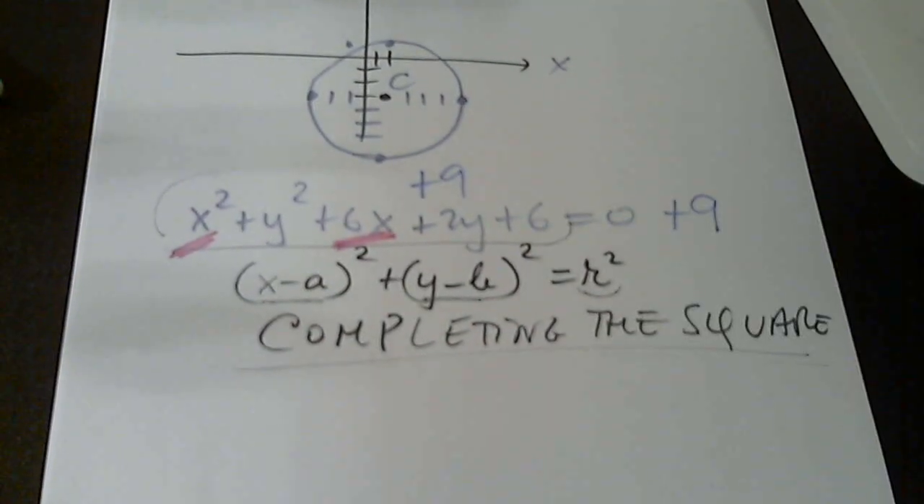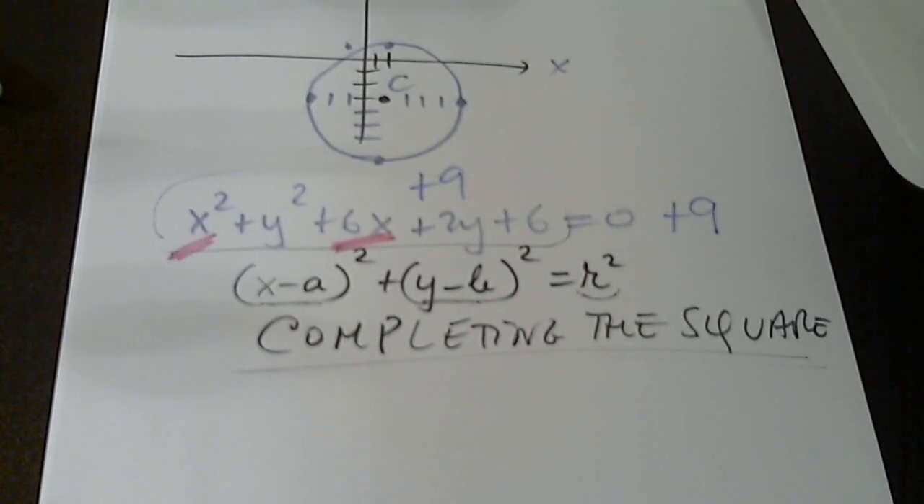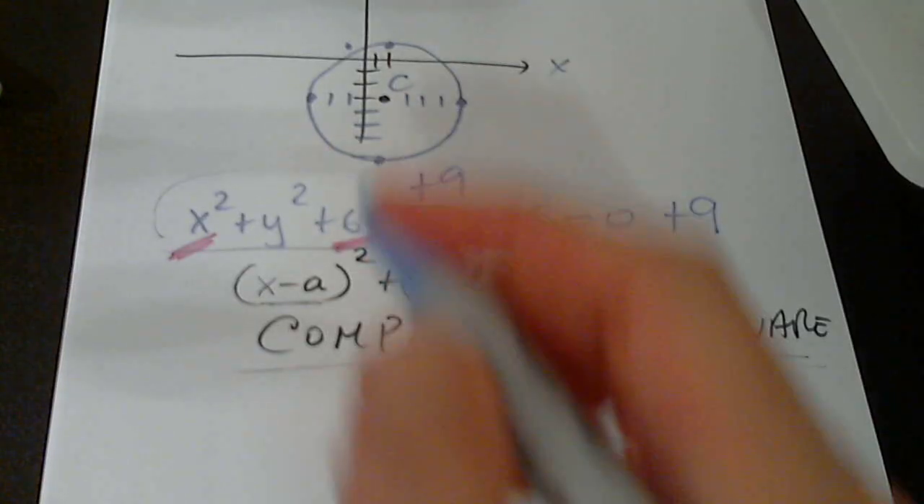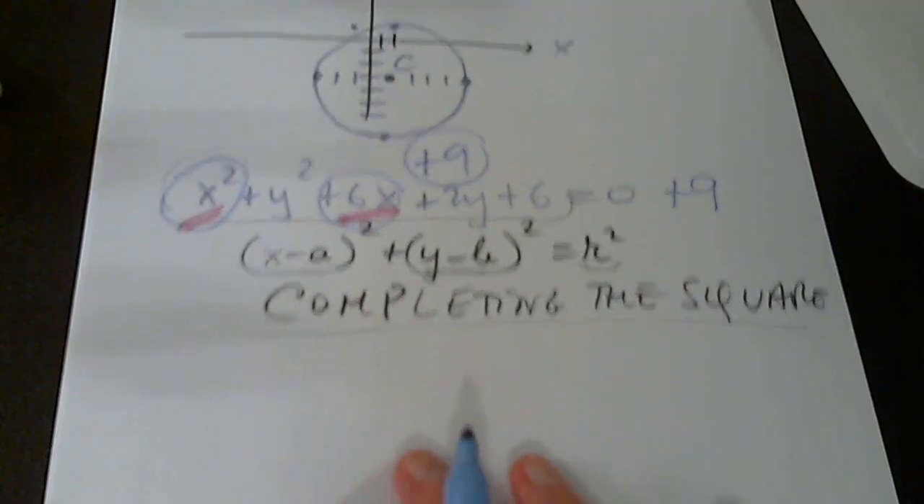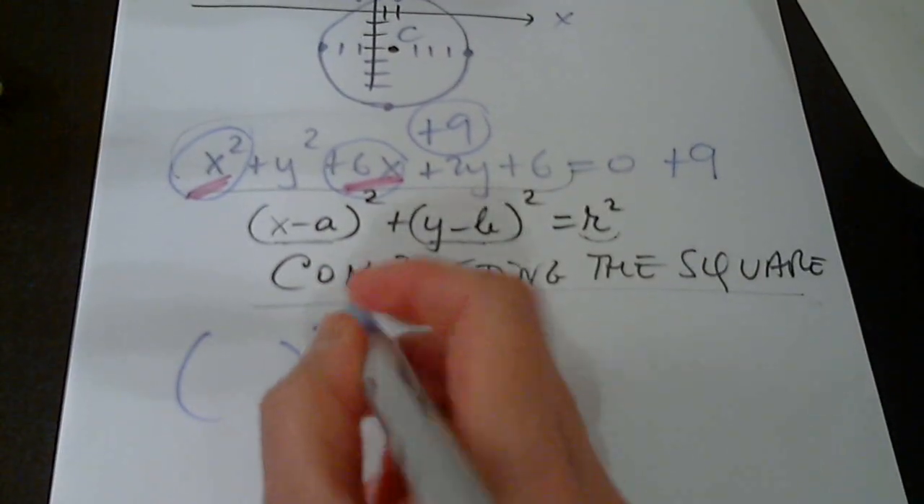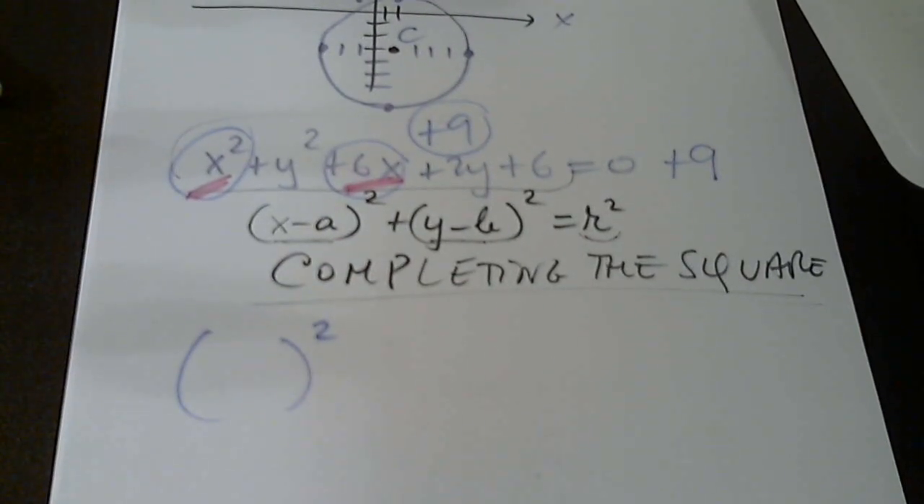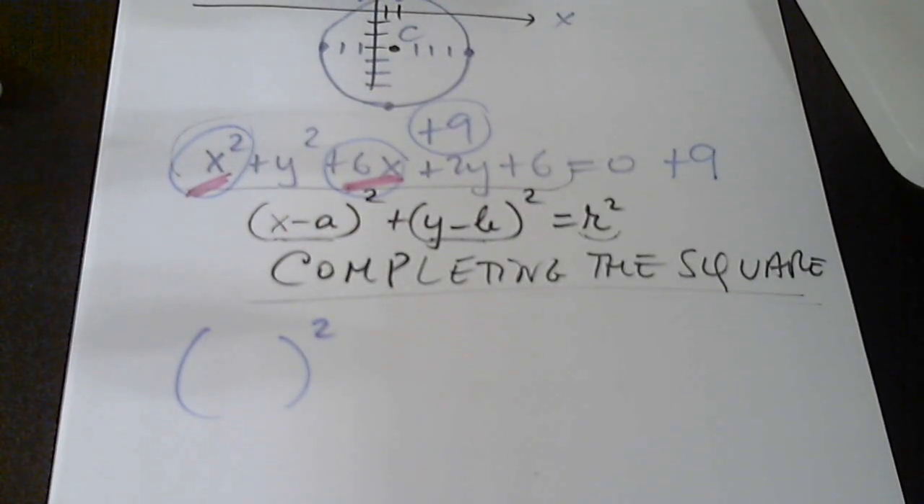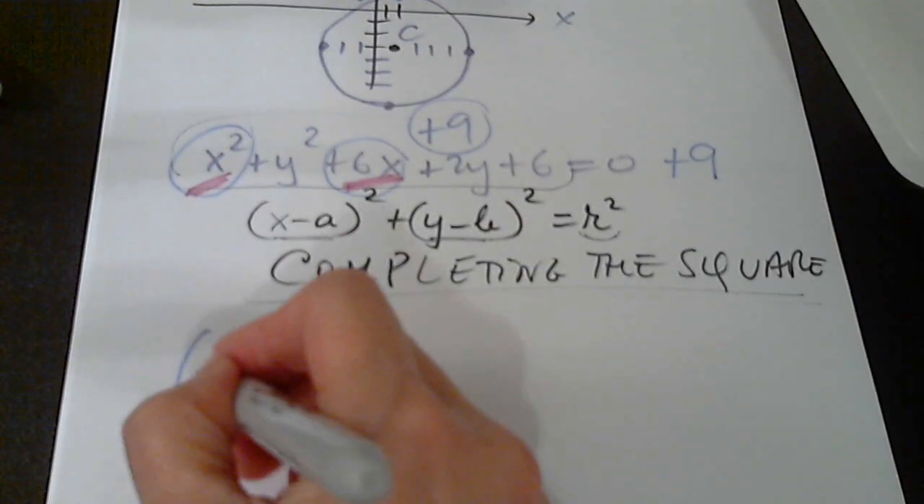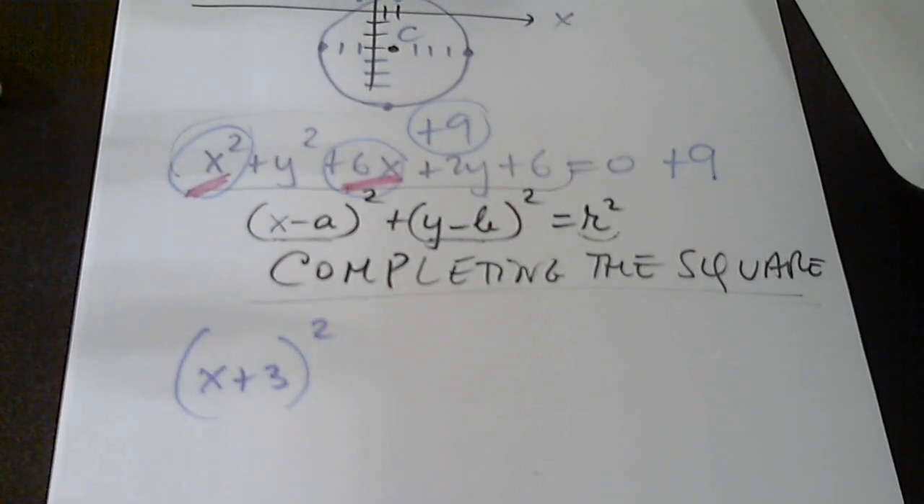But remember, it's a must. I have to add it to both sides. So now this and this and this are here. What do I put inside, so that when I square this, I get this, this, and this? X plus 3? Exactly, that's it. X is done.